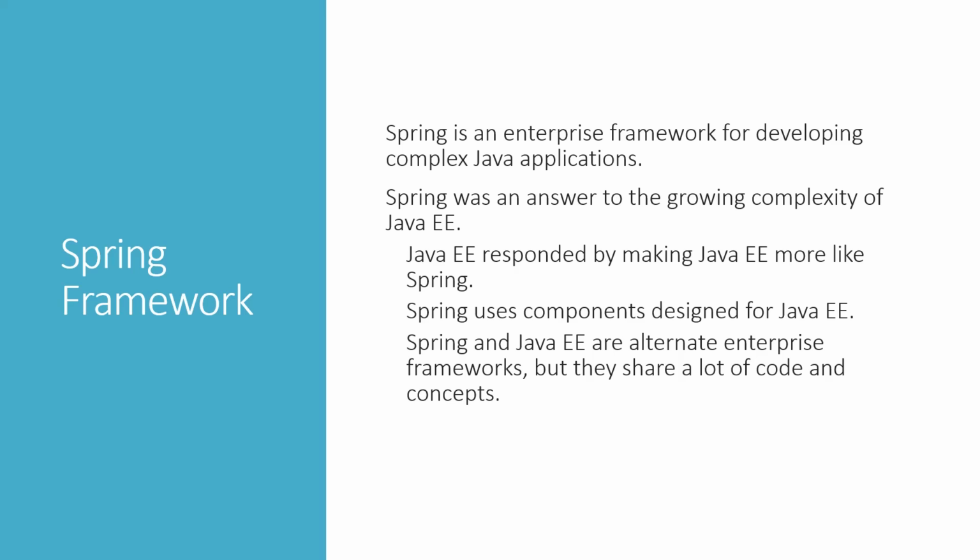So Java EE, the team, basically it's open source, responded by making Java EE more like Spring. Meanwhile, Spring uses components designed for Java EE. So there's a discussion like Java EE and Spring are completely different. They're not. Spring uses components and concepts from Java EE, and Java EE, in the next release of it, stripped away a lot of their complexity and completely redid it, looking more like Spring. So Spring and Java EE are alternative enterprise frameworks, but they do share a lot of code and concepts.